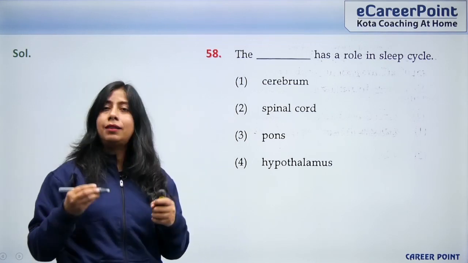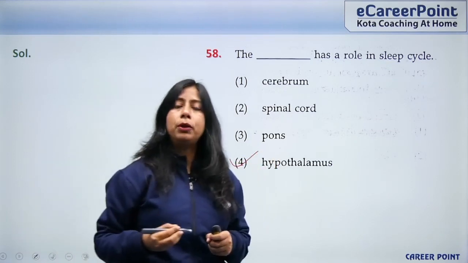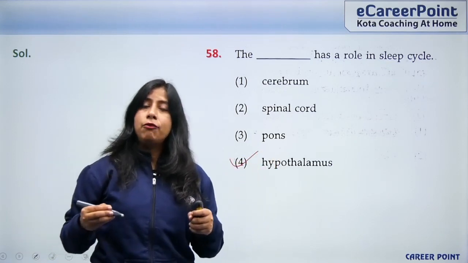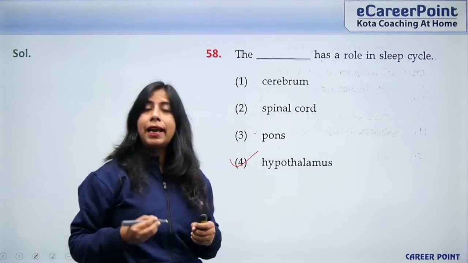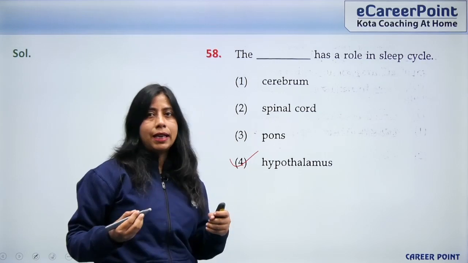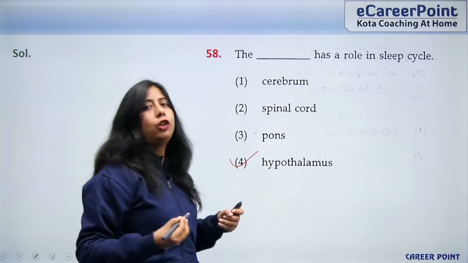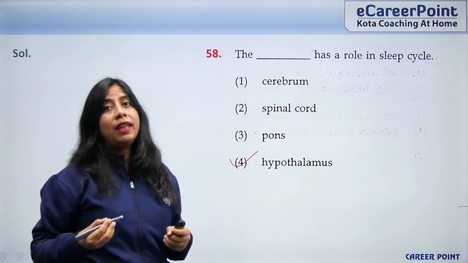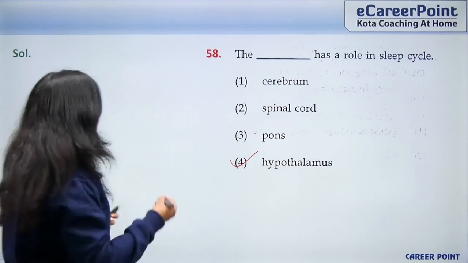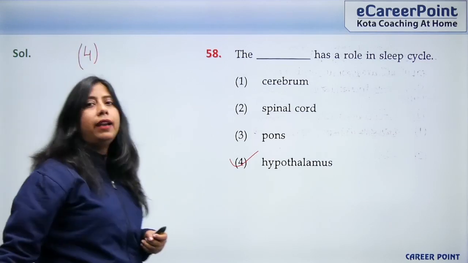But here the sleep cycle is associated with hypothalamus. Hypothalamus is involved in many things like hunger, thirst, sleep, sexual desires, sadness, emotions. So it is related to many things and one of them is sleep. So here hypothalamus, that is option number 4, is the right answer.